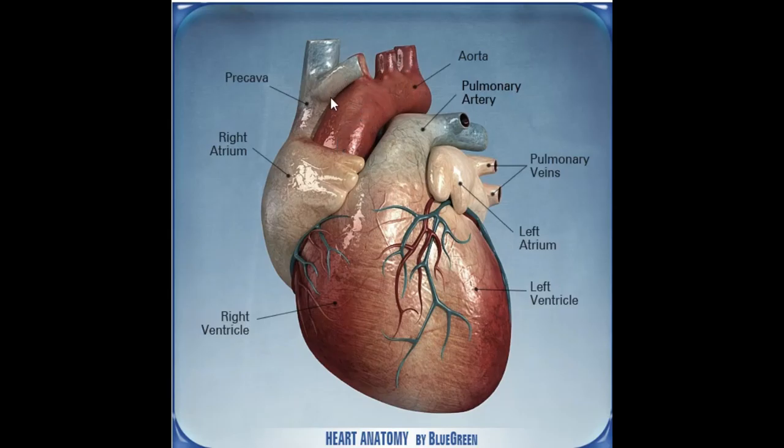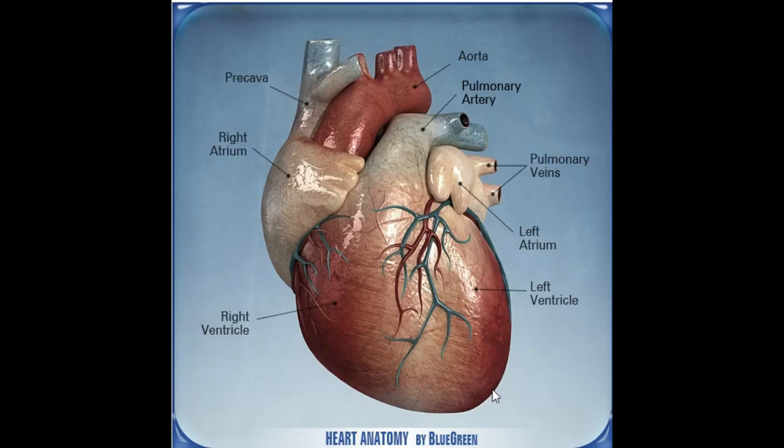This is behind it here. We have the superior vena cava going into your right atrium right there. Right atrium over here, left atrium. So the atria are the upper chambers and they receive the blood. And down here we have our ventricles. We have the right ventricle and the left ventricle.